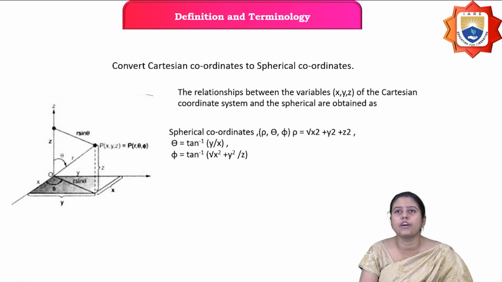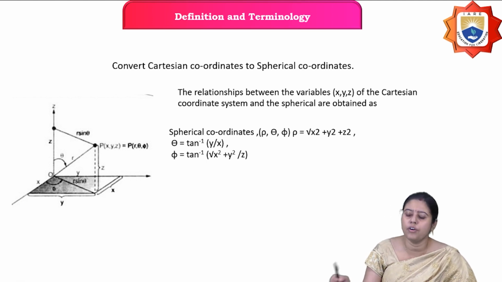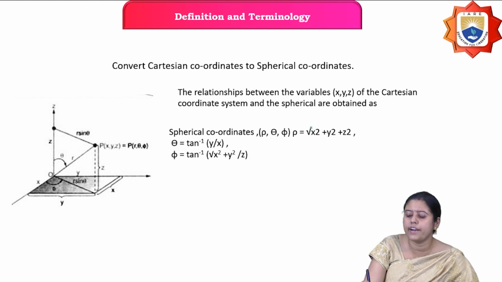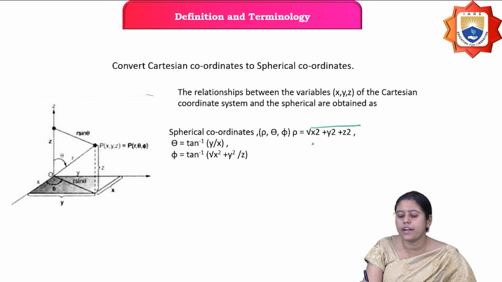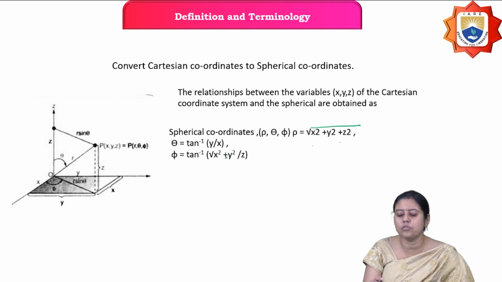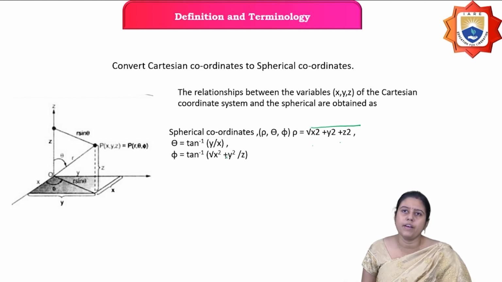Similarly, we can prove for the spherical coordinate also. Rho, the radius, is equal to root of x square plus y square plus z square. Phi is equal to tan inverse y by x. And theta is equal to tan inverse root of x square plus y square by z.